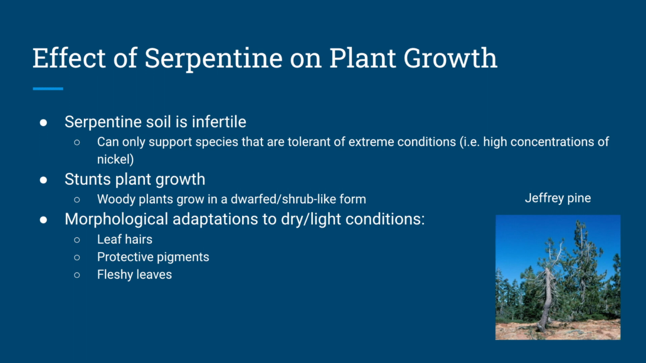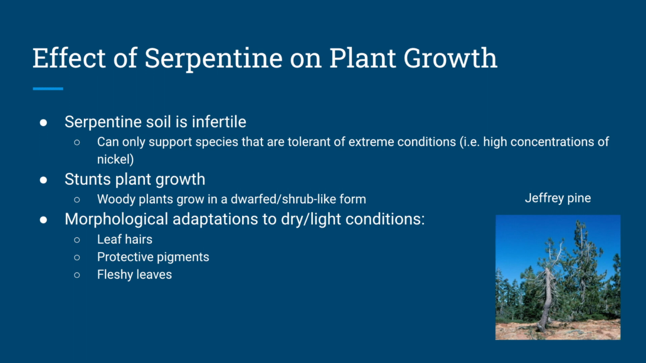Serpentine ecosystems are characterized by infertile soil. Subsequently, only plant species that can tolerate extreme conditions can thrive in these ecosystems. For example, some serpentine plants can tolerate high concentrations of nickel, while others can tolerate low levels of nitrogen. Another effect of serpentines is that they tend to stunt plant growth. As a result, woody plants such as Jeffrey pine often grow in a dwarfed or shrub-like form.